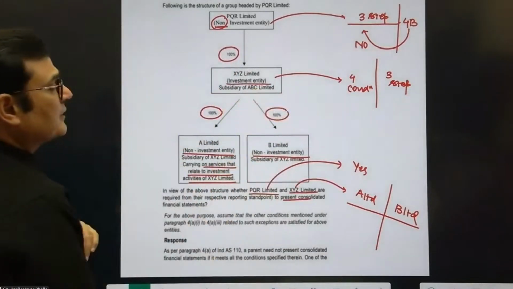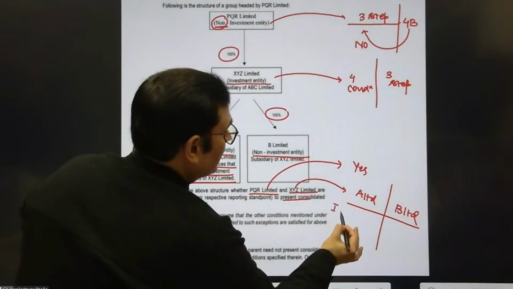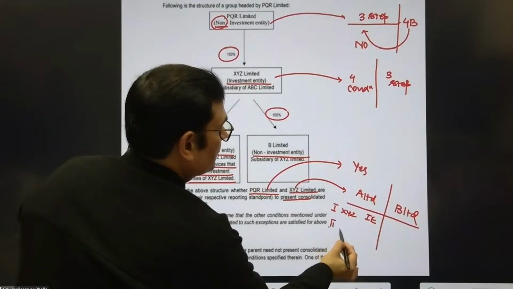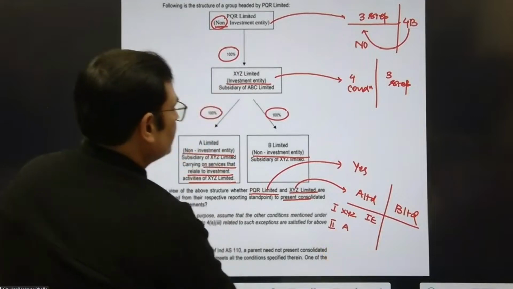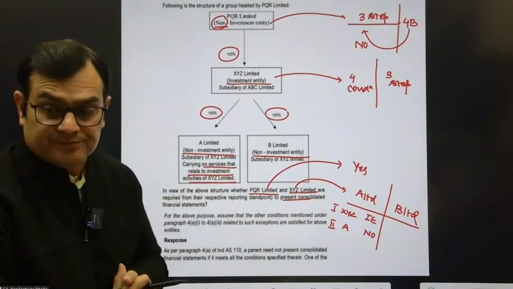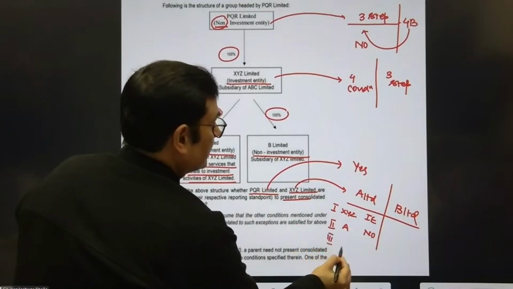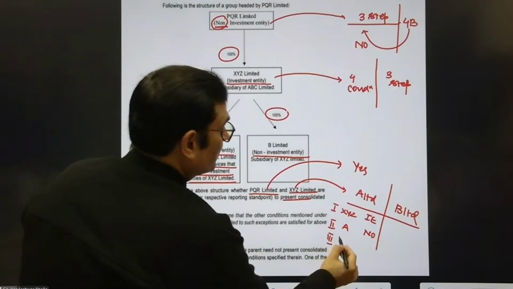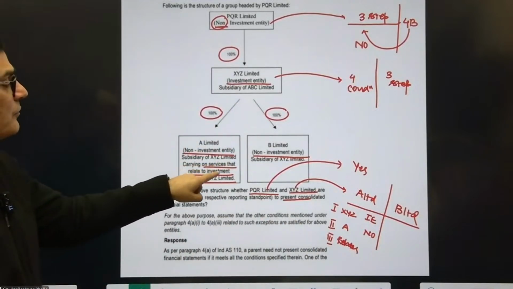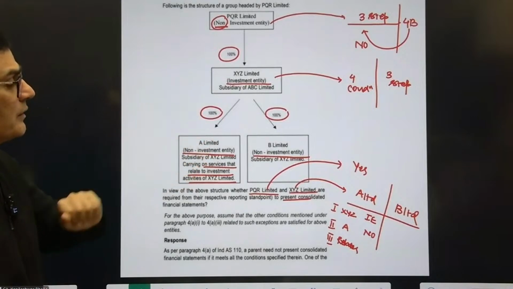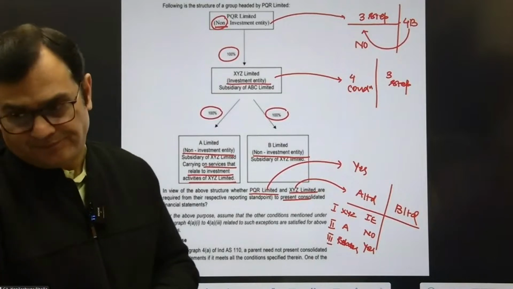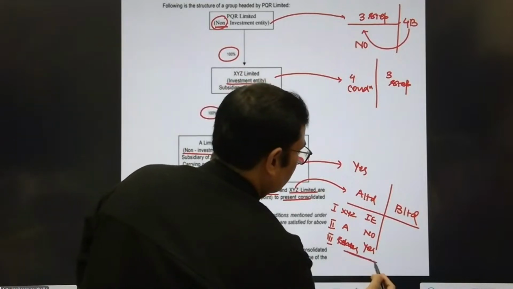XYZ is an investment entity. Let's go to step number 1. Is XYZ an investment entity? Yes, sir. Let's go to step number 2. Is A Limited an investment entity? No. So what do I do if the answer is no? Step 3. Now tell me, is the work which A does related to XYZ or not? Yes or no? Is it carrying on services relating to the activities of XYZ? So is A doing the work related to XYZ? Yes. Tell me, is A required to be consolidated or not? Yes, sir. In this case, he will have to consolidate A Limited.